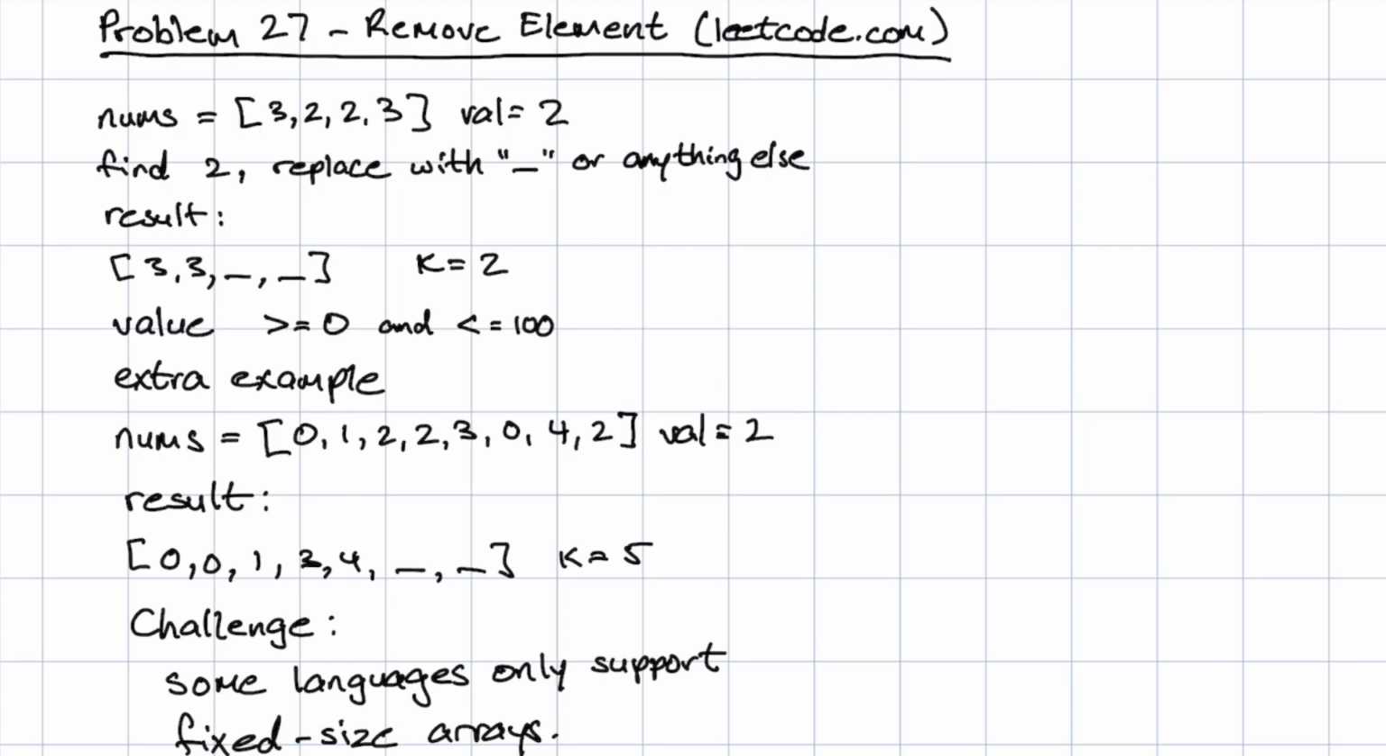So remember, the challenge is what do we do when we have fixed size arrays? So as we'll see in our algorithm, what we're going to do is, when we replace those numbers that we find, we're going to place them at the back of the array, and we're going to keep the values that do not match the value that we're looking for towards the front of the array. So let's go ahead and take a look at our algorithm.